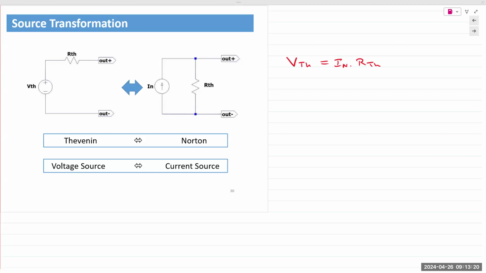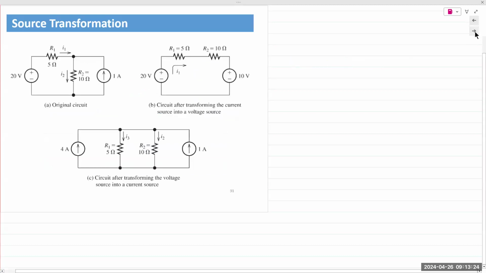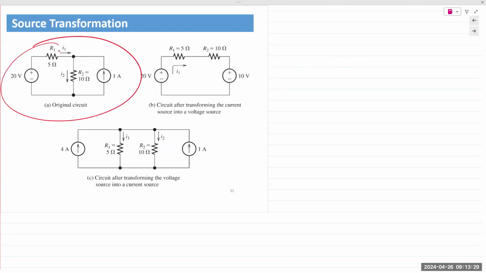All right. So let's look at this example. If you look at this example on the left, you see two sources and two resistors, right? Normally, if you see more than one source, two sources or three sources, you would think you would have to perform nodal analysis or node voltage analysis or mesh current analysis or superposition, right? That's the first thought that comes into mind.